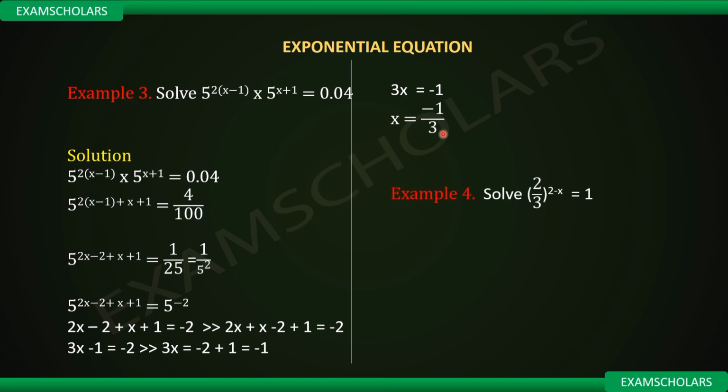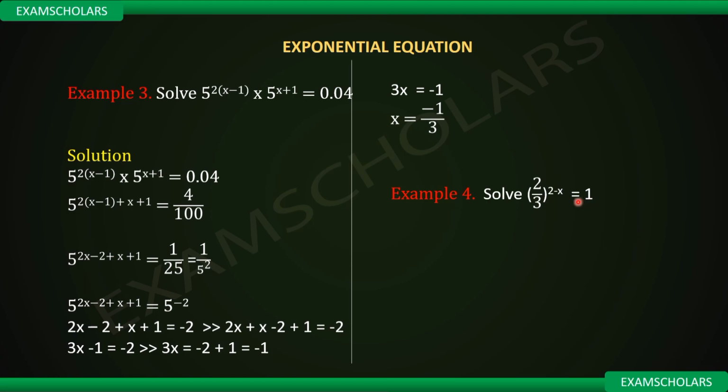Now, let's see how to solve the first question. Solve 2 over 3 raised to power 2 minus x is equals to 1. We want to find the value of x, isn't it? It's also simple. Remember the first law of indices. Anything raised to power 0 is equals to what? Is equals to 1. You, yourself, raised to power 0, you are 1. 8 raised to power 0, 1. 100 raised to power 0, 1. 1 over 2 raised to power 0, 1.